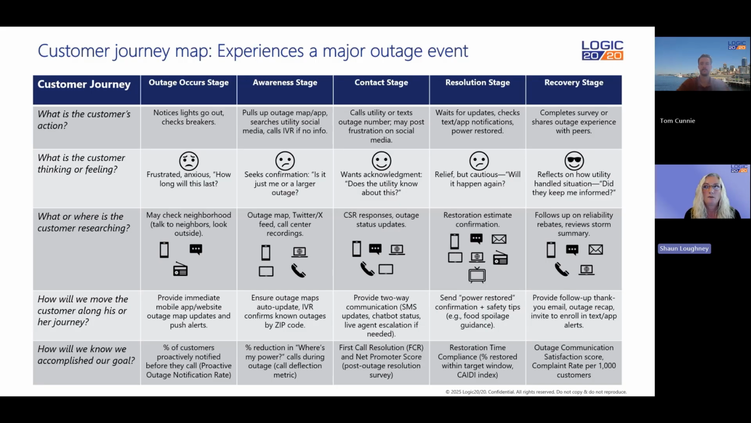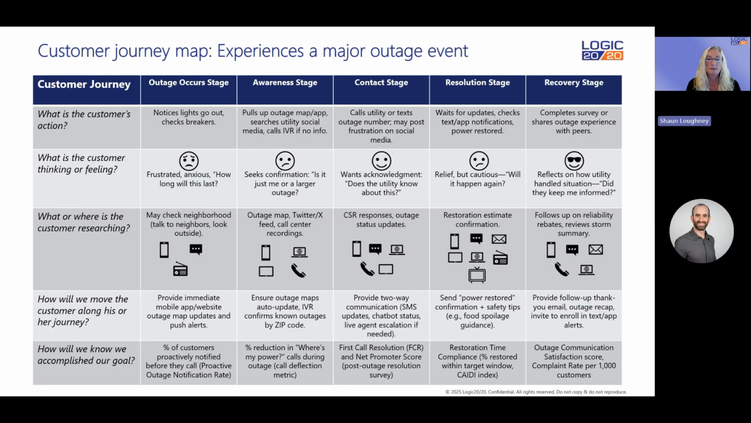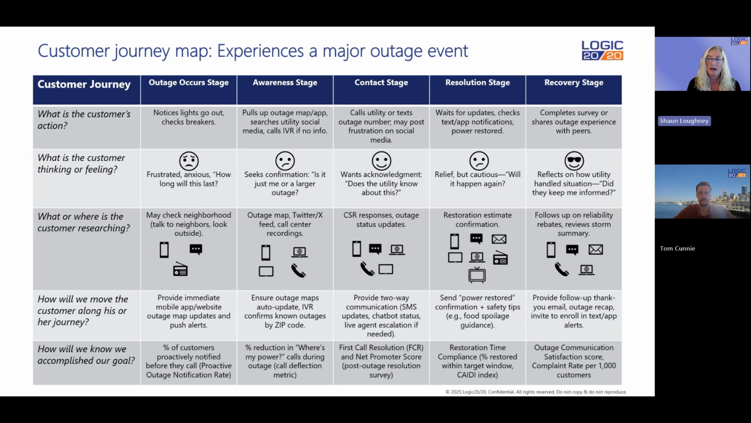Here is a real-world example of a customer journey map. The customer is experiencing a major outage event. This provides a holistic view of the customer's experience across all channels and touch points. It identifies pain points, friction, and opportunities to enhance the satisfaction, loyalty, and trust.